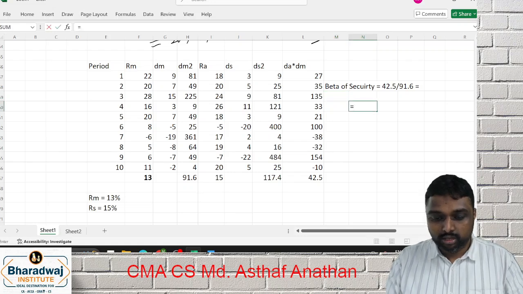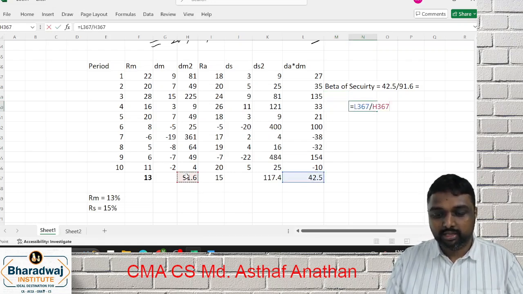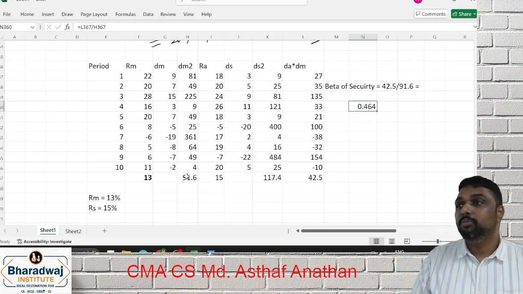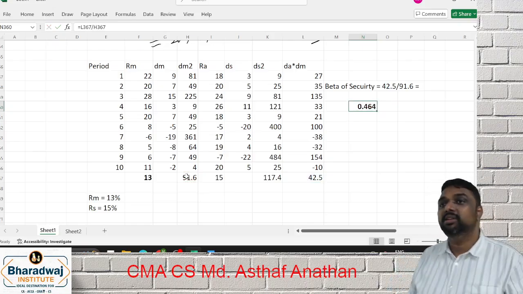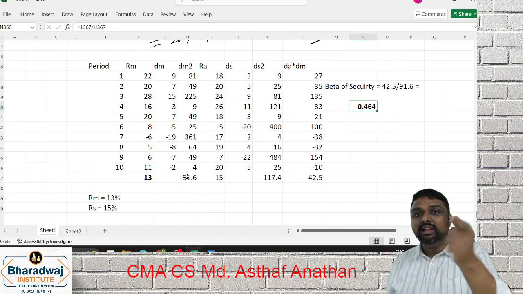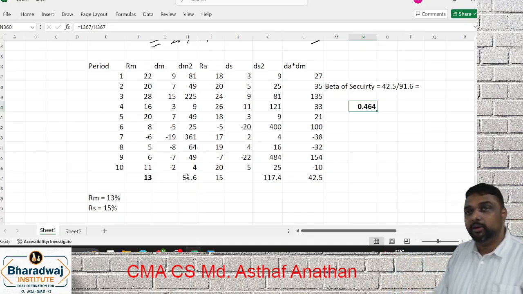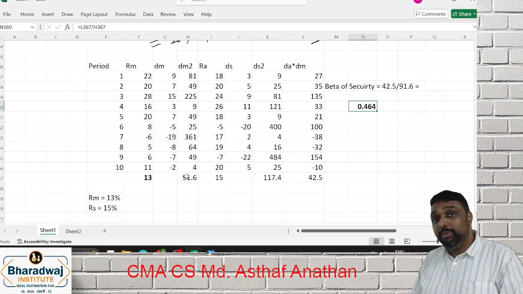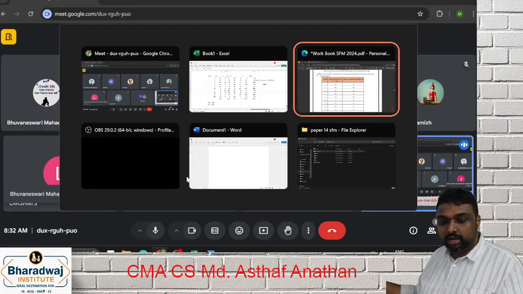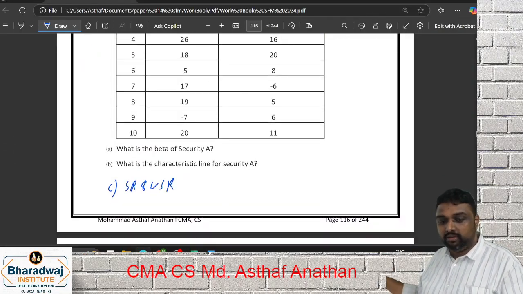If you do 42.5 divided by 91.6, you will get 0.464. A small decimal correction may be there based on how you round off. Since I am doing it in Excel, I get the correct answer. I am going fast. Are you able to get it? In the question they were asking for beta first, and we got it.